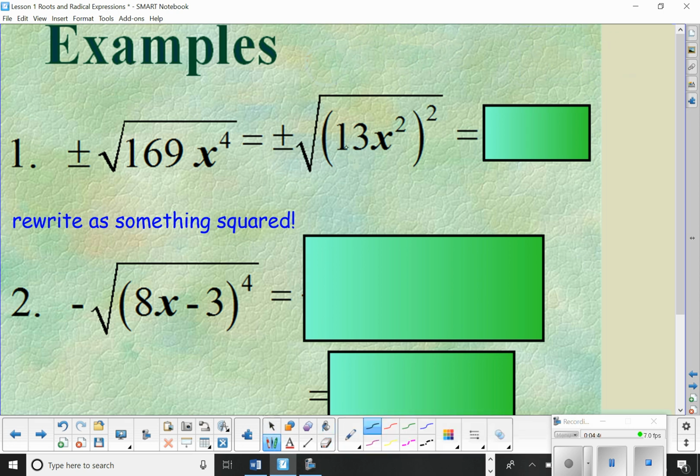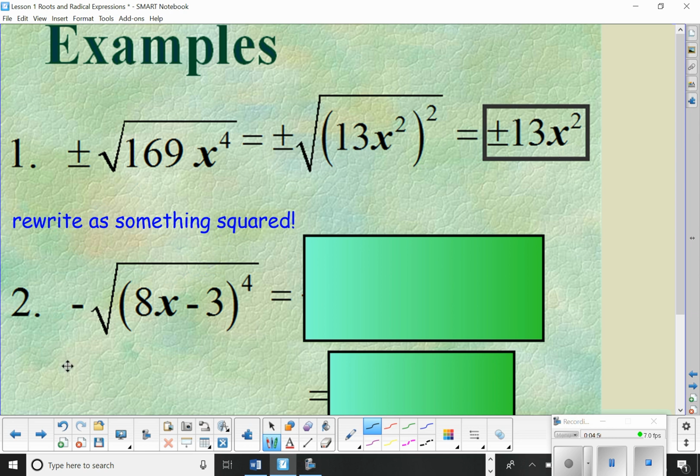So here I can think about 169x to the fourth as 13x squared, which means that I have an answer of just plus or minus 13x squared. You can rewrite something as something squared to figure out square root.